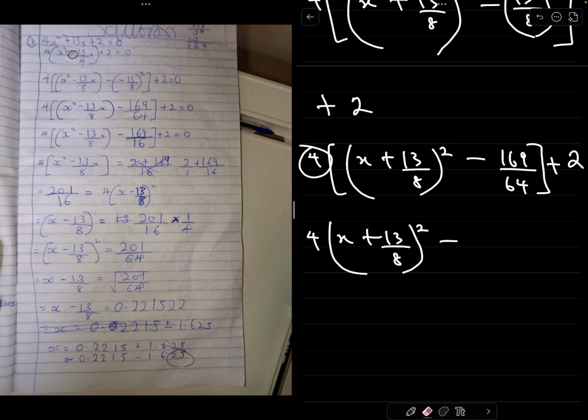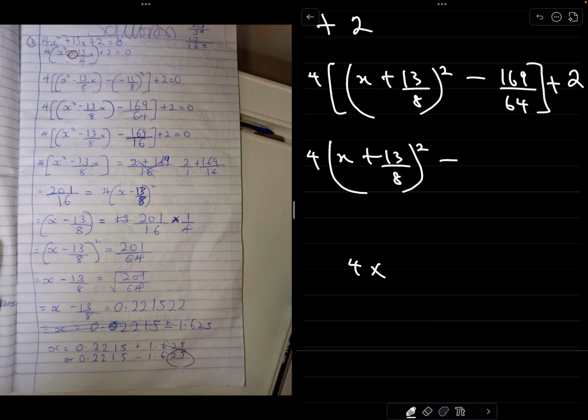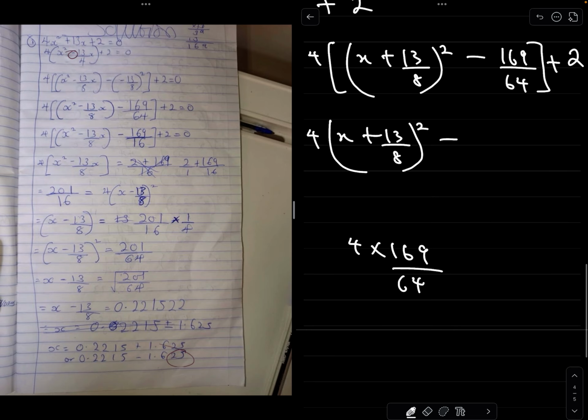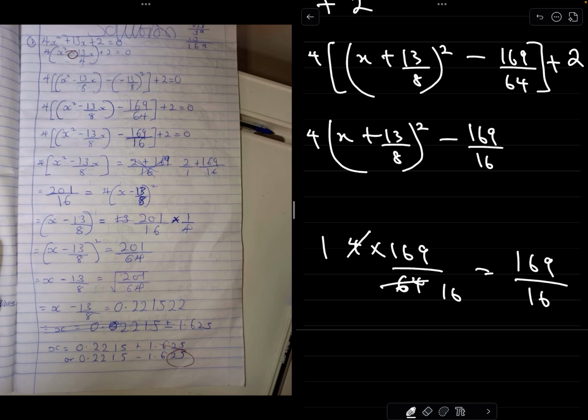4 times 169 over 64. What you're going to get is 4 times 169 over 64, and 4 here is 1, 4 here is 16, and that will be 169 over 16. So that's what you have here, 169 over 16, plus 2, the 2 that's outside here.